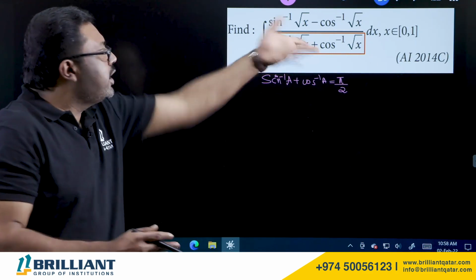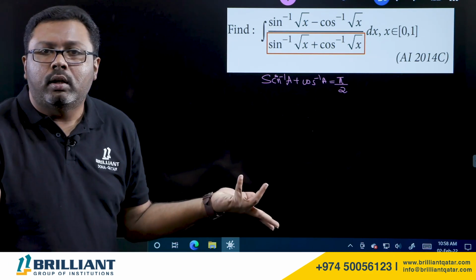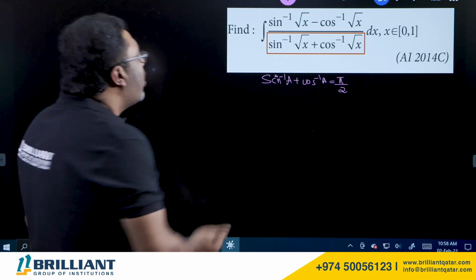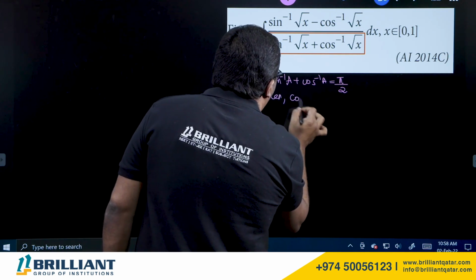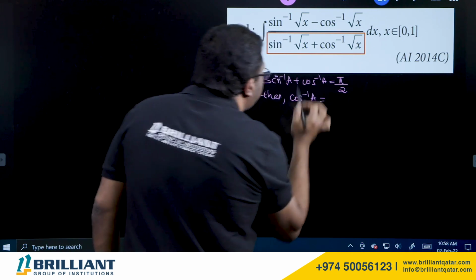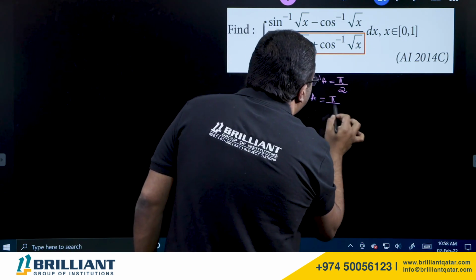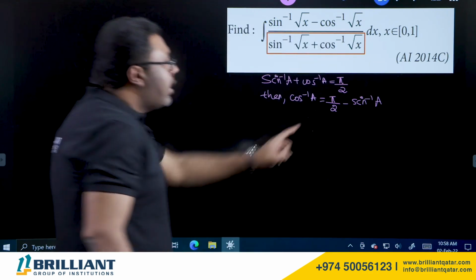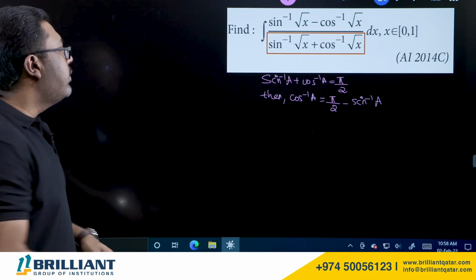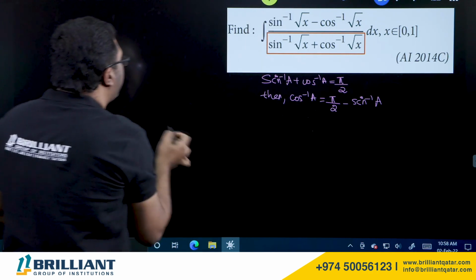So the denominator is pi by 2. Instead of A, it is root x. Okay, then what is cos inverse A? Cos inverse A is pi by 2 minus sine inverse A. Now let's go for the question.